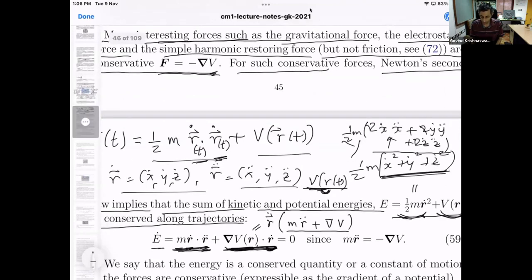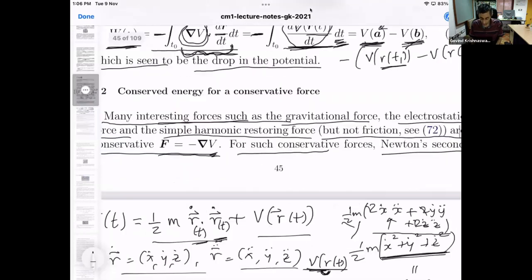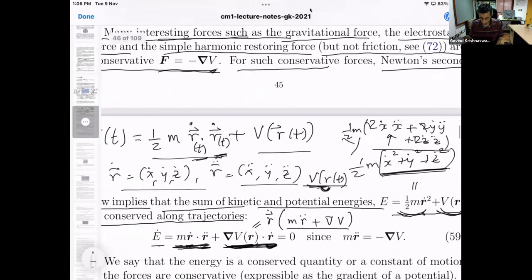Because Newton's equation of motion for a conservative force says that m r double dot is equal to the force, which is minus gradient of the potential function. So putting that here, taking this to the left hand side, m r double dot plus grad V is 0, and therefore E dot is 0. Okay, so we have proved that the energy doesn't change along a trajectory.